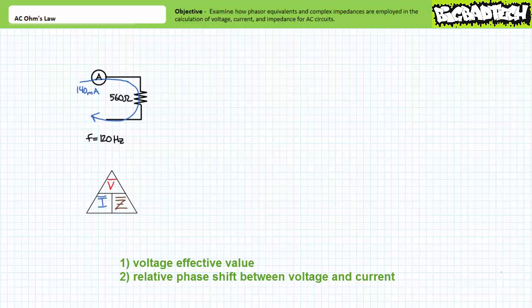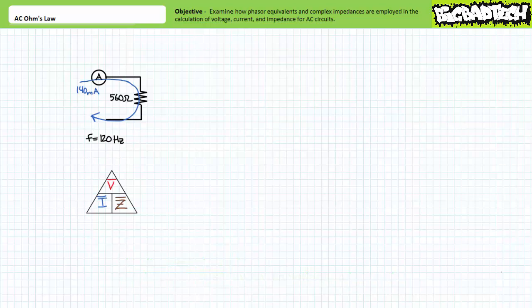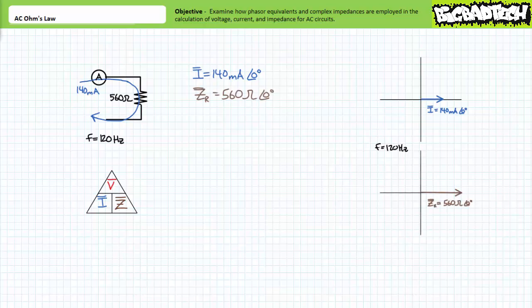First, we need to express current as a Phasor equivalent. We know the effective value is 140 milliamperes, but we don't know the phase shift. Do we care? No, we don't. Since it's the only piece of pertinent information we've got about this circuit, let's just assume current is the reference. I equals 140 milliamperes at an angle of 0 degrees. Next, we need to express the resistance as a complex impedance. Doing so yields Z equals 560 ohms at an angle of 0 degrees.